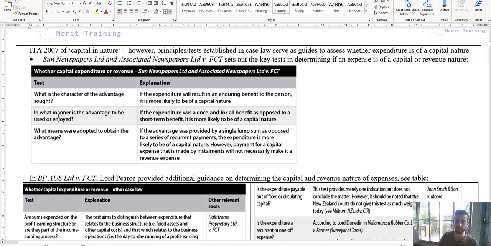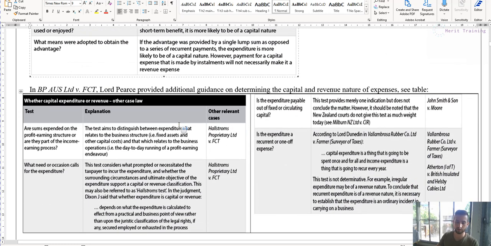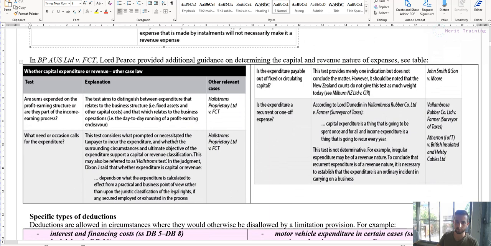Next question is, in what manner is the advantage to be used or enjoyed? Is it once and for all, or is it a short-term benefit? If it's once and for all, it's capital. If it's a short-term benefit, think of the newspaper example, it would be on revenue account. And what means were adopted to obtain the advantage? If the advantage was provided by a single lump sum payment as opposed to a series of recurring payments, more likely to be capital. Similar to what we discussed about revenue, if it's recurring, more likely to be an expense. If it's one-off, more likely to be capital.